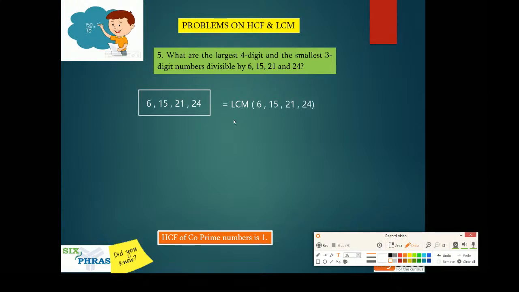So the first thing I want you guys to do is to find the LCM of 6, 15, 21 and 24. You need not put it in the comment section, but just find the LCM, guys, and tell me what the answer is, or put it in the comment section. Okay, you cannot speak, right? So put it in the comment section.